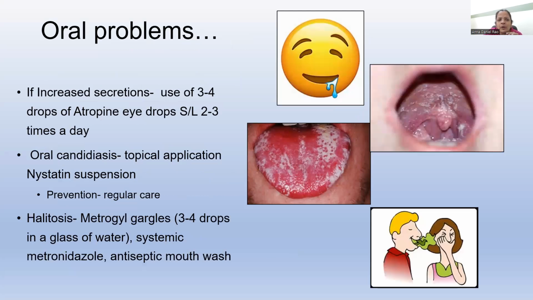Other health problems, whether the patient is having increased secretions, right? At that time, we can use 3 to 4 drops of atropine eye drops sublingually, 2 to 3 times a day. That will help in reducing excess salivation. If the patient is having oral candidiasis, then of course topical application of nystatin will also help. And for the prevention of it, we need to give oral care regularly.